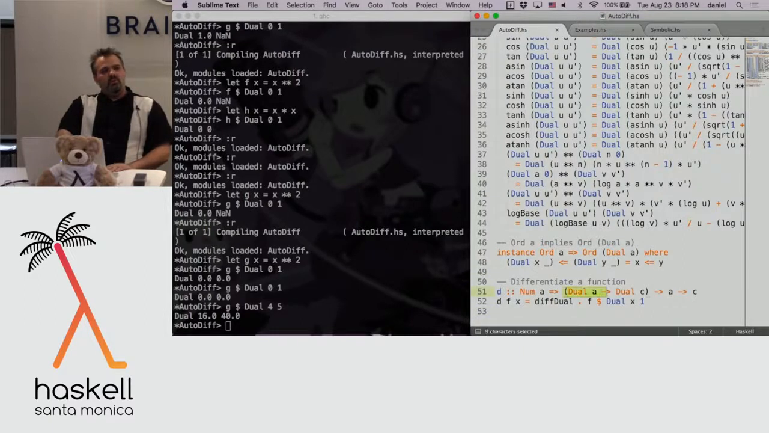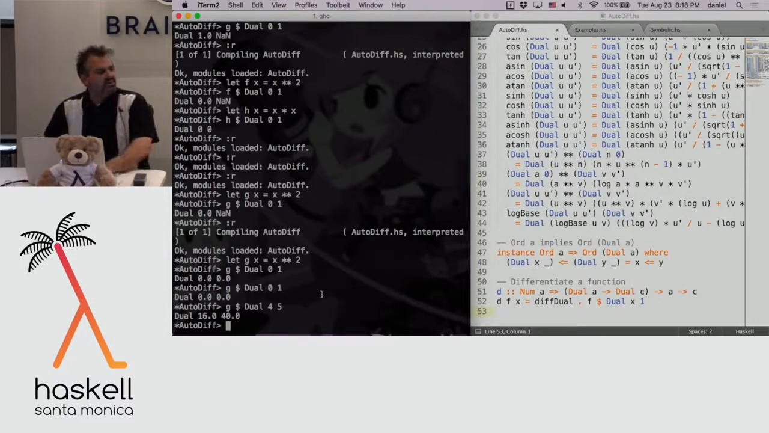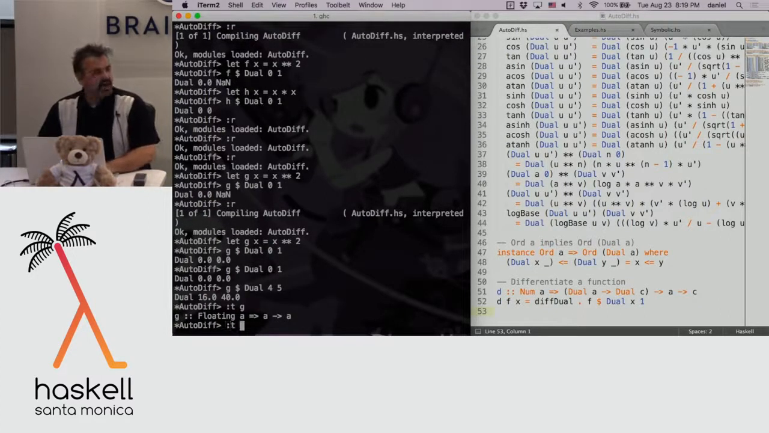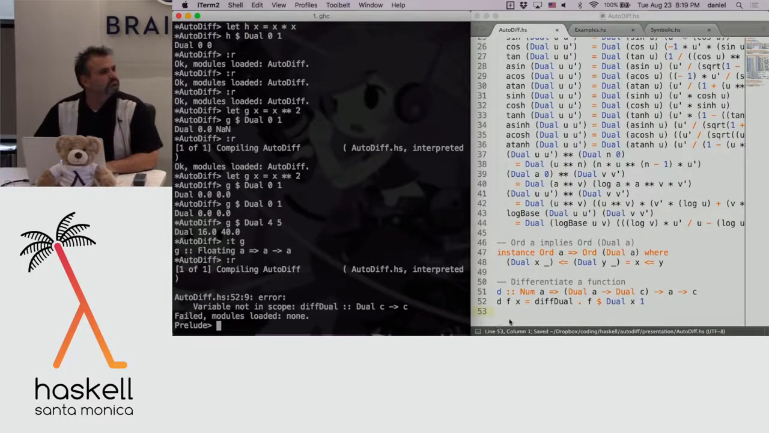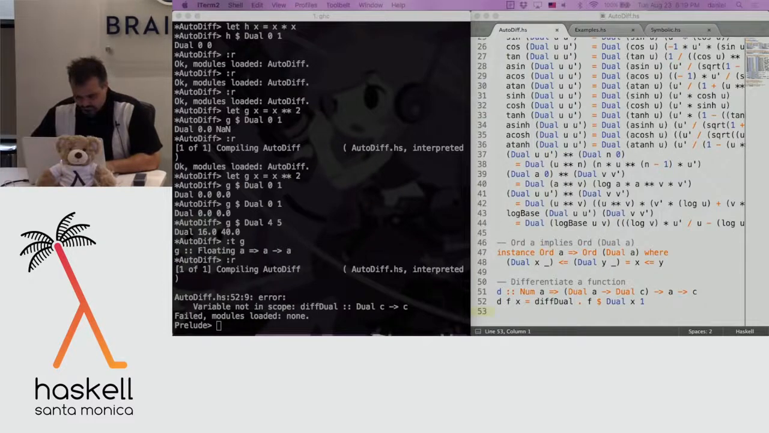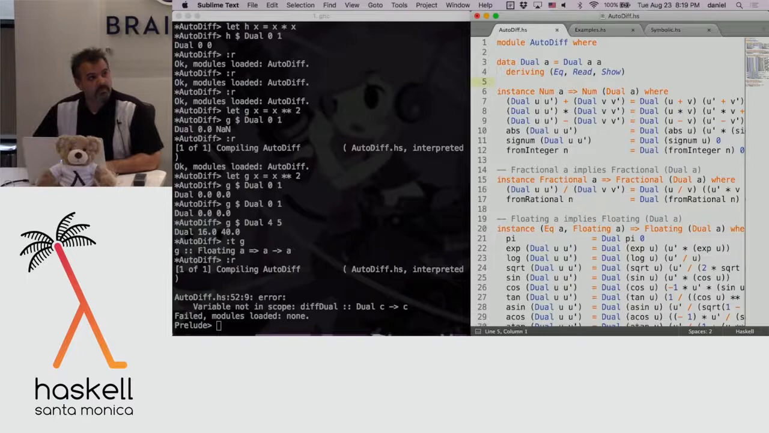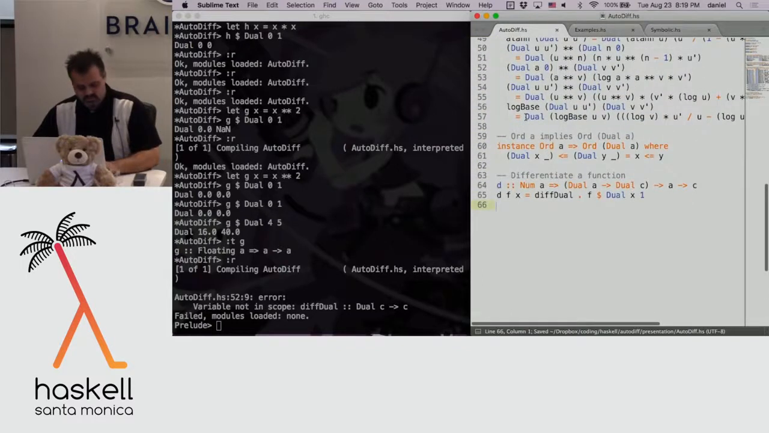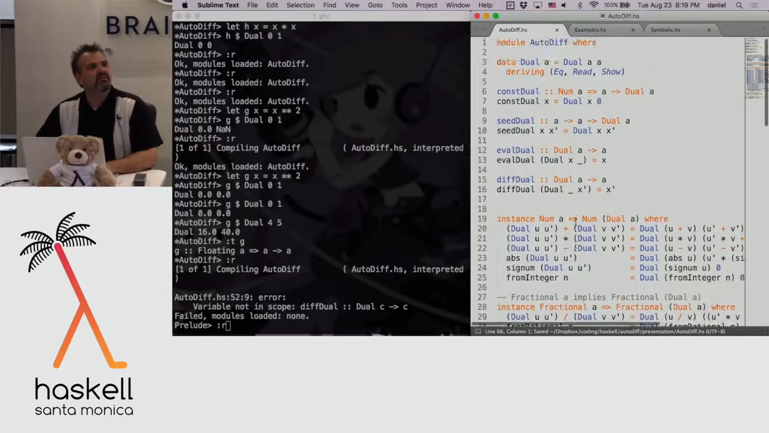takes a dual A to a dual C and gives you an A to C. This is a little bit weird to look at, but let's look at an example. So let's look at the type of G. G is a floating A to A. Let's make sure that we have loaded this code. Diff dual. Oh yeah, I wrote a bunch of accessors that I didn't write. Yeah, here, okay. Here's some getters and setters. Okay.